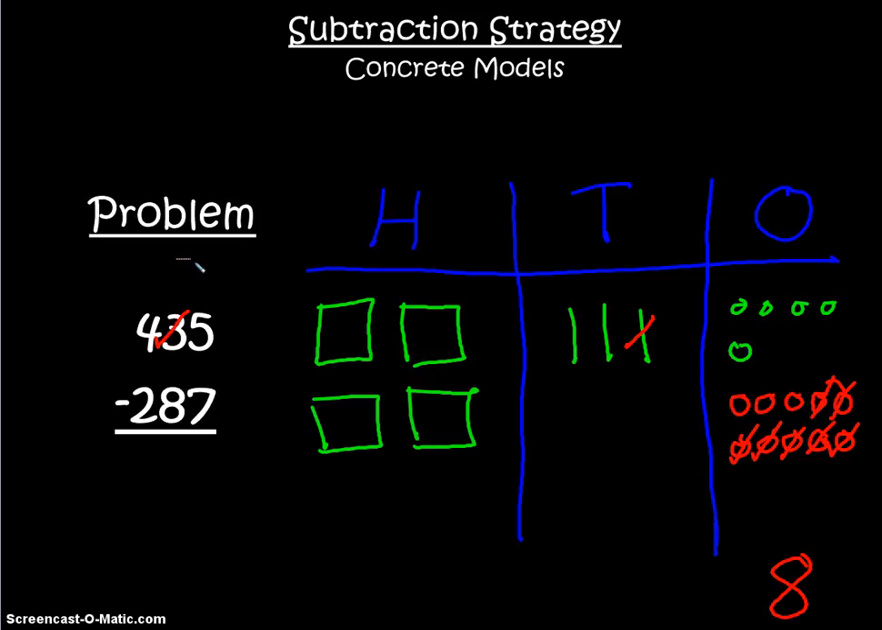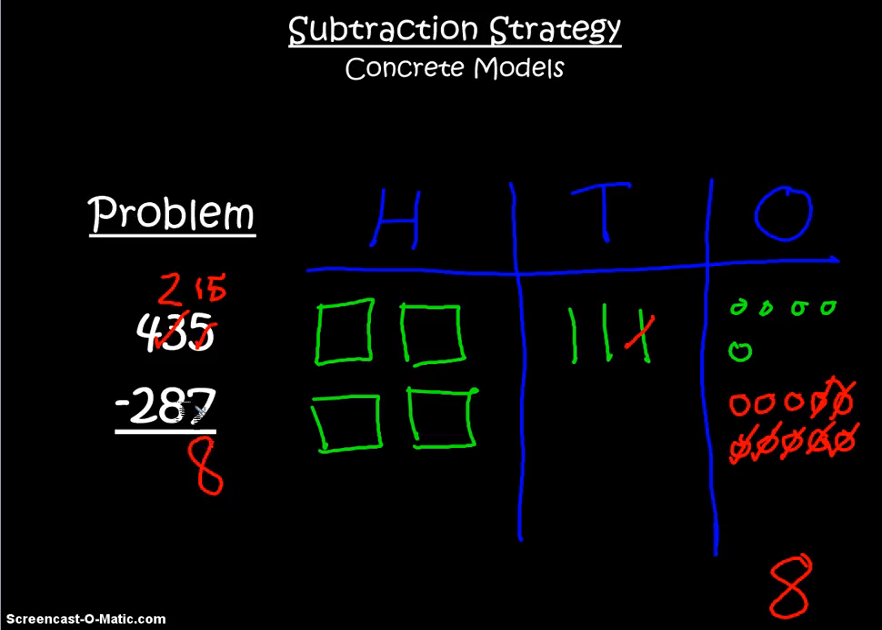So how that looks in our original problem is that we took away one of our tens, and that left us with 2 tens left over. We turned that 10 into 10 ones, which means that now instead of having 5 ones, we had 15 ones. 15 minus 7 was 8, and now I can take away my tens.